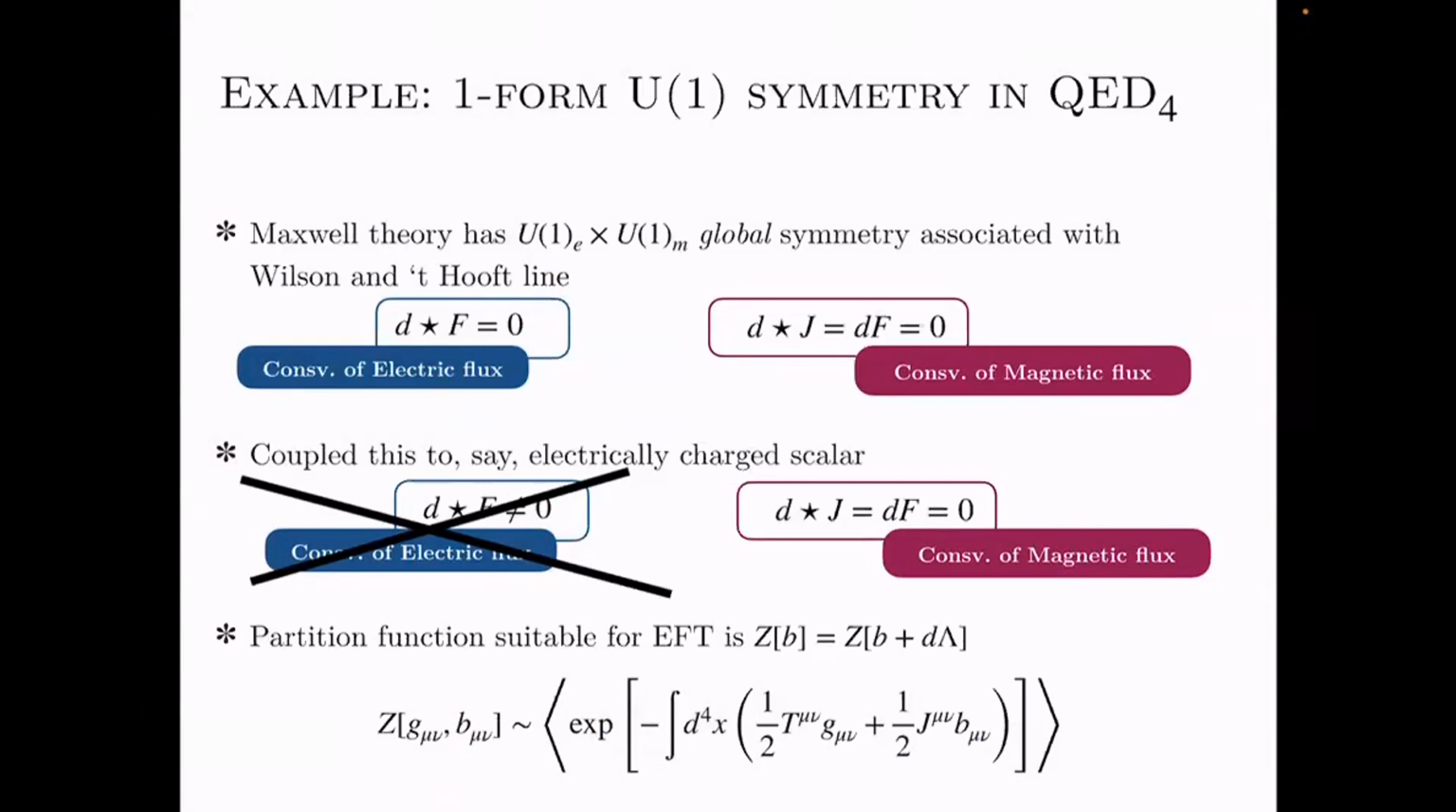So the partition function that is suitable to this is the following. The partition function depends on the background metric and also a two-form gauge field B, which is invariant under B goes to B plus d lambda, where lambda is the one-form gauge field transformation parameter. And you couple the background stress-energy tensor and the source to the current in this manner.